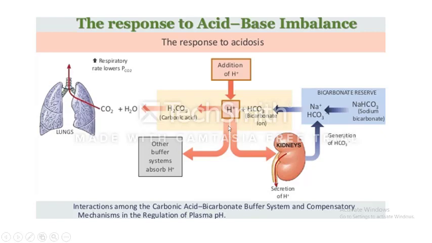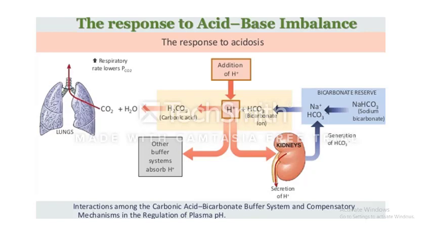This is the interaction between the carbonic acid and bicarbonate buffer system as a compensatory mechanism in the regulation of plasma pH. How it works: whenever there are acidic conditions, meaning we have more acid in our body, the kidney secretes acid through urine and generates bicarbonates, and these bicarbonates go to the blood to decrease the acidity. From the bicarbonate reserve, the sodium bicarbonate is also converted into bicarbonate ion, basically to decrease the acidic condition.